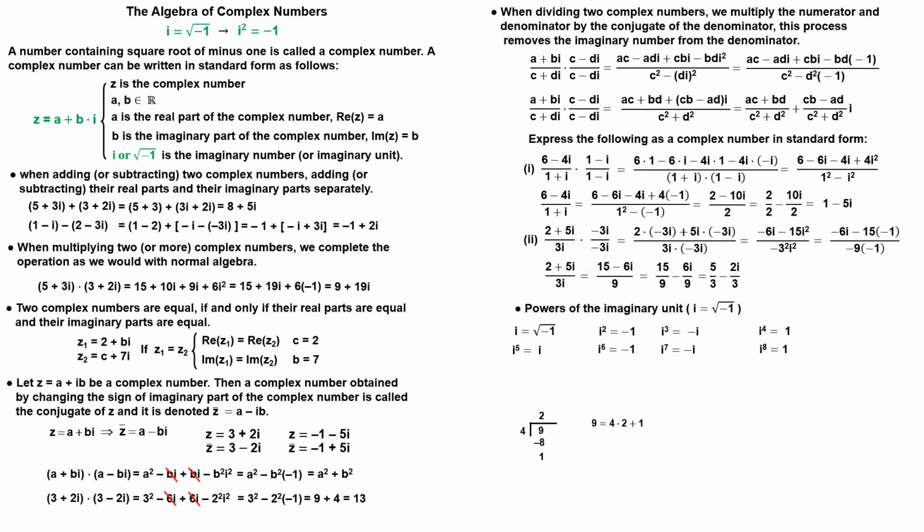We now will calculate i raised to the power of 9. We replace 9 with 4 times 2 plus 1 and apply the properties of exponents. We can see that i raised to the power of 9 is the same as i raised to the power of the remainder.